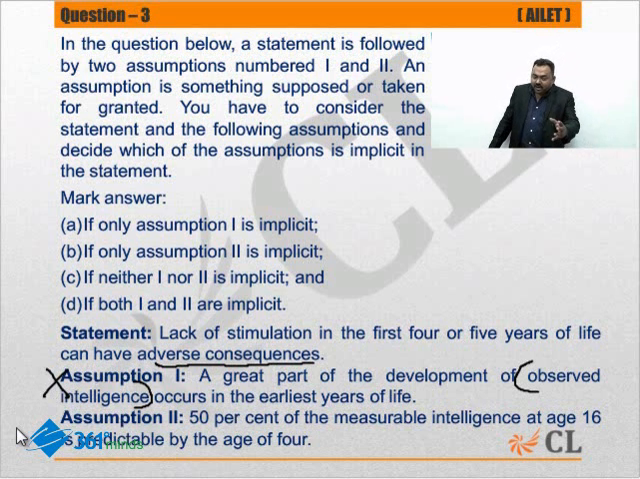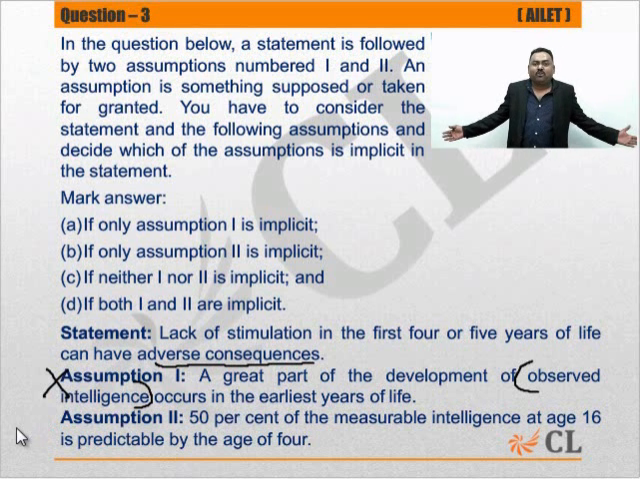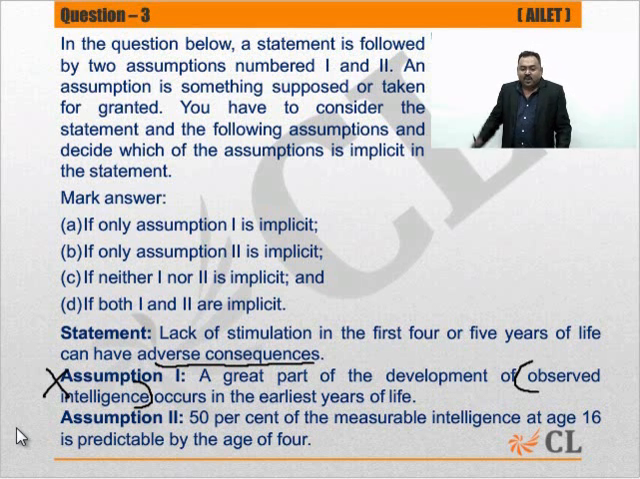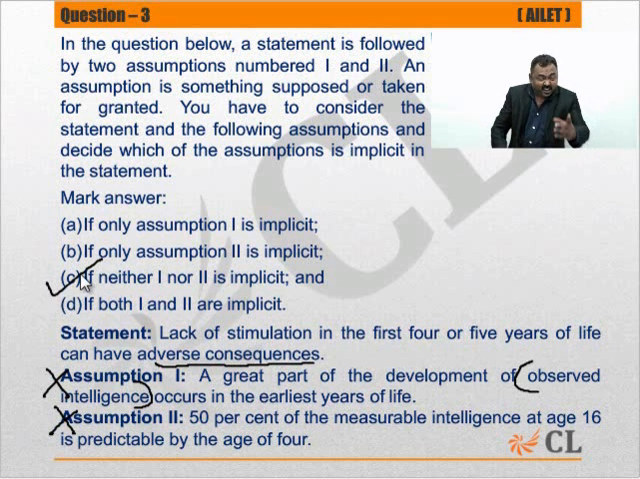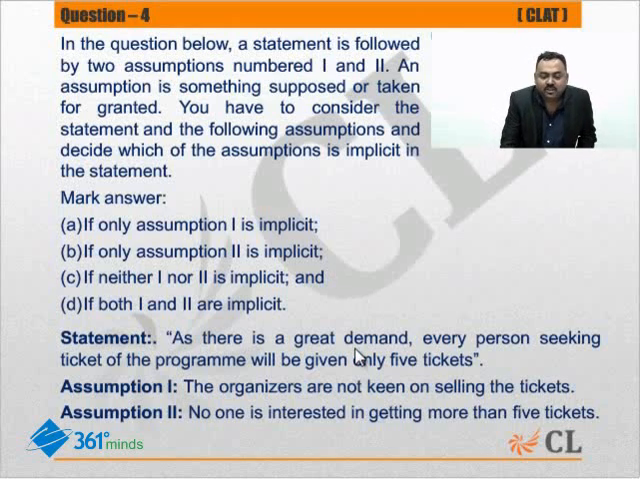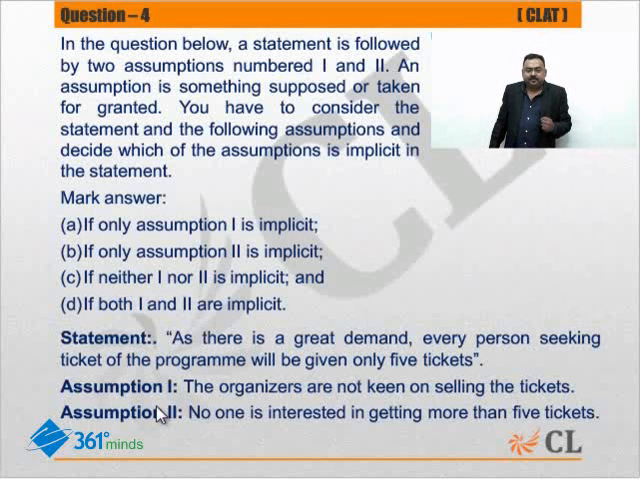Let's look at assumption 2. 50% of the measurable intelligence at age 16 is predictable by age 4. What does this have to do with the statement anyway? We are looking at things that are necessary for the statement to be true. What happens at the age of 16 has got nothing to do with the statement that is being made. So therefore, answer choice is C, and you've got it right. Let's look at 4. When you try it, pause the video, try, and then we'll analyze.